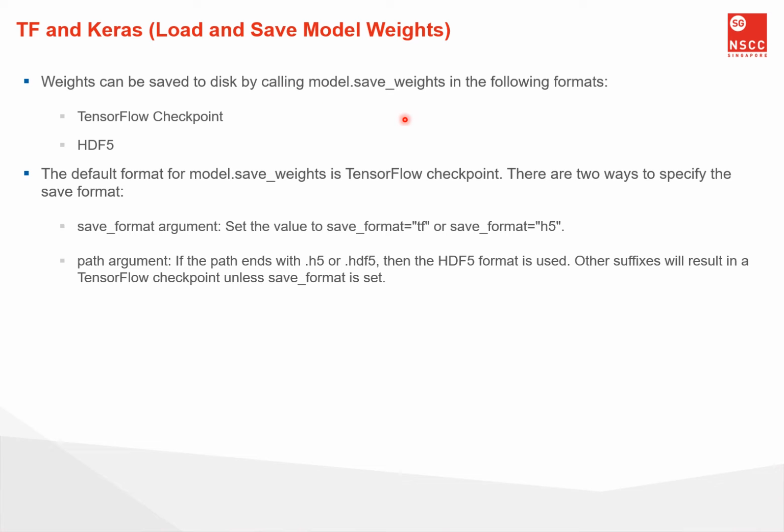Now, when you actually want to save the weights, you have a choice of two formats. You can save it in the TensorFlow checkpoint format, or you can store it in the HDF5 format, H5. The default format is the TensorFlow checkpoint. And there are two ways to specify this format. You can specify save_format equals tf, and if you want the HDF5 format, you can specify save_format equals h5. If the path argument ends with .h5 or .hdf5, then the HDF5 format will be used. Other suffixes will result in the TensorFlow checkpoint being used instead.